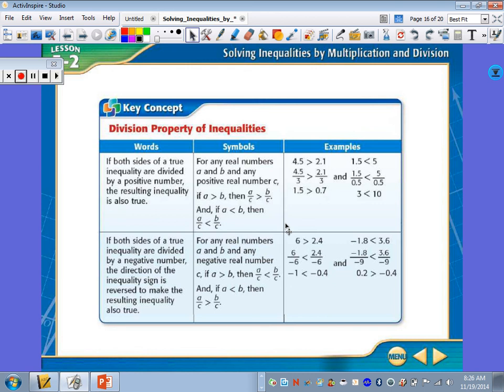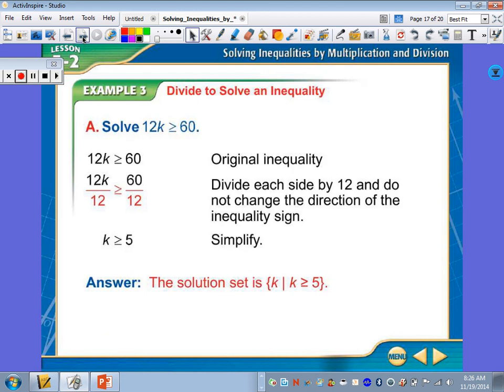Okay, now we're on division. Same thing as I told you with multiplication. When you divide by a positive number, you divide on both sides by that positive number. But when you divide by a negative number, divide on both sides, but you again have to reverse or flip the inequality. So let's do one.